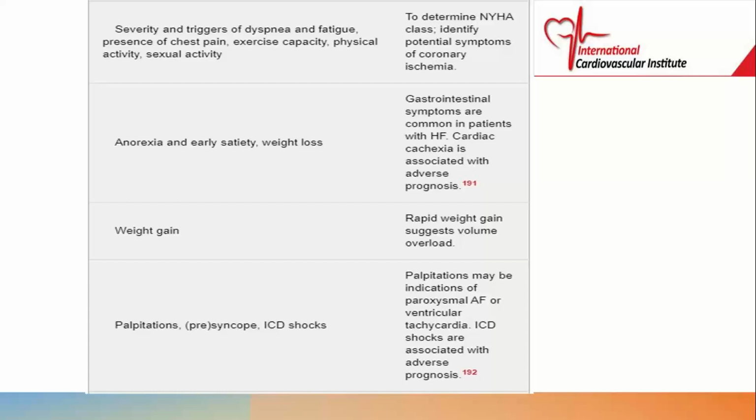Anorexia, early satiety. I mean, they have no appetite. They get full easily. Weight loss. So remember, gastrointestinal symptoms are fairly common in patients with heart failure because the bowels can get congested as well, and they don't absorb or they feel full. Cardiac cachexia, I mean, wasting away, and that is associated with very bad prognosis. Patients usually don't do well once they start developing cardiac cachexia.